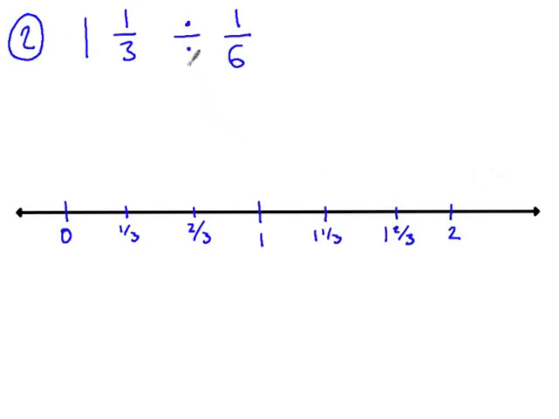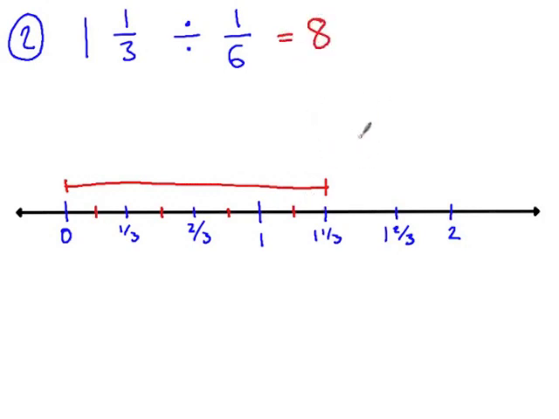I'm going to illustrate division of fractions using a number line. 1 1/3 divided by a sixth means how many sixths are in 1 1/3. So you can see on my number line 1 1/3 is this section, and if I mark sixths on my number line, a sixth is half of a third. So how many sixths are in 1 1/3? The answer to that is 8.